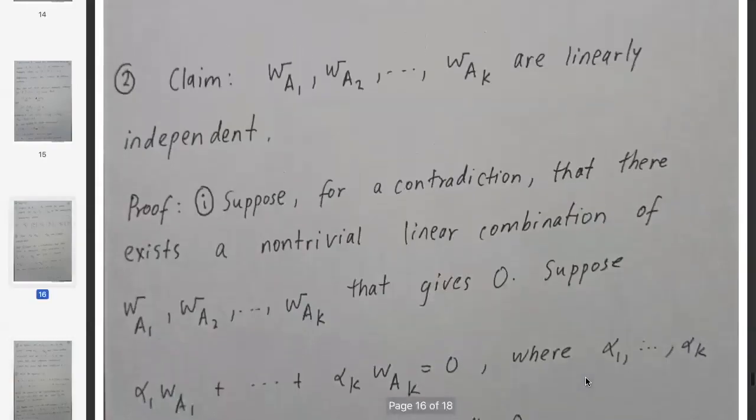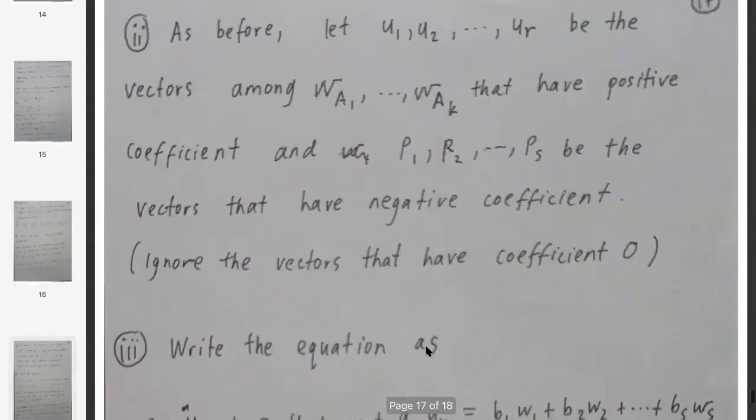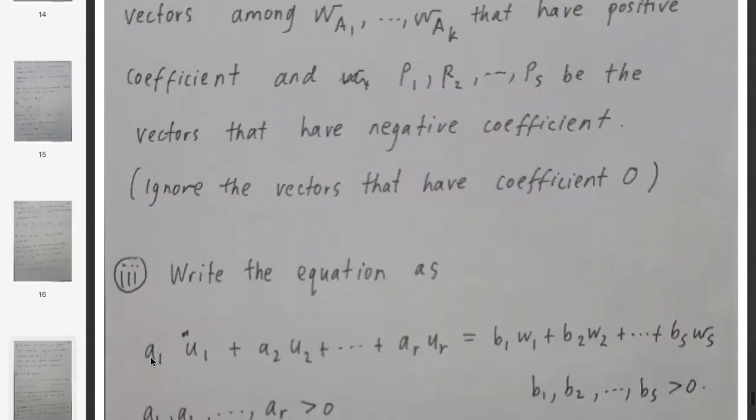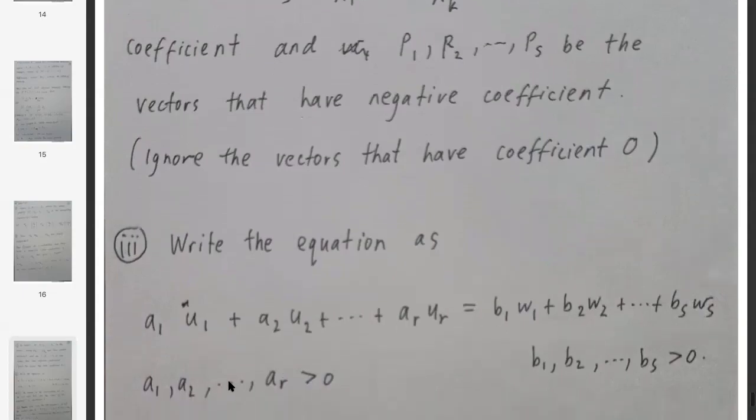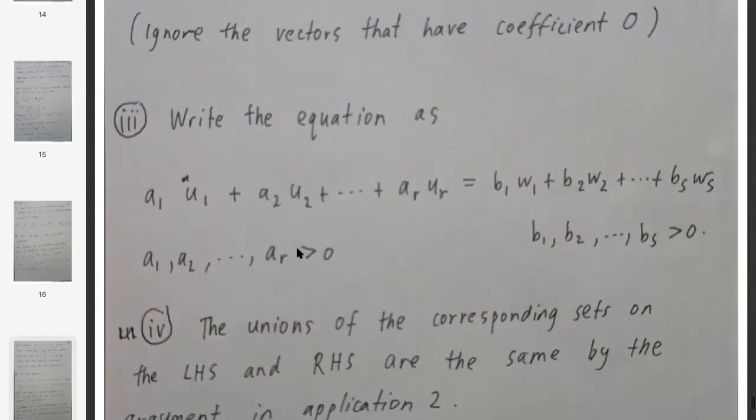So we write this equation of linear dependence, the alpha 1 wa1 alpha k wak, as the equation a1 u1 plus a2 u2 plus ar ur equals b1 w1 plus b2 w2 plus bs ws. And now, as before, a1, a2, ar are greater than 0, as they were the ones with positive coefficient, and b1, b2, bs were the negative coefficients taken to the other side of the equation, so they were also positive. But now adding the ones in the last row ensures that their sums are also the same.